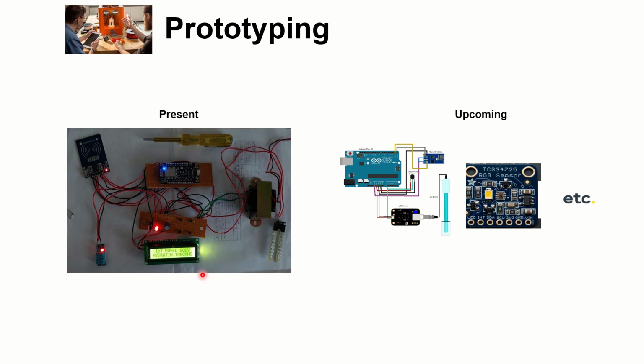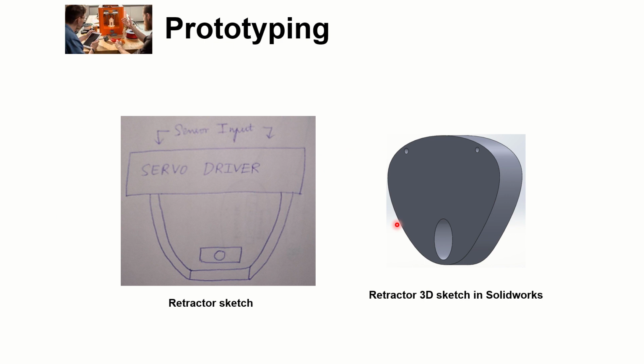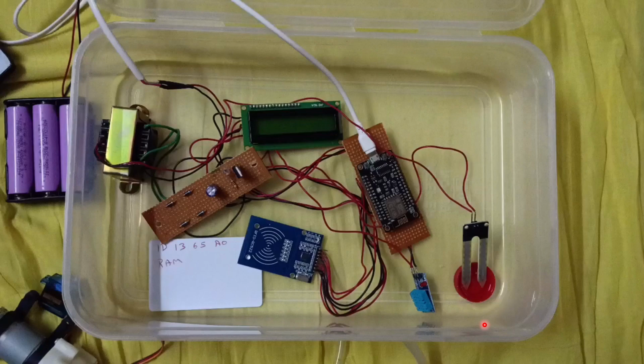At present, we have only used the conductivity sensing sensor and temperature sensor. In future, we are going to use the TCS color sensor and the pH sensor. This is the retractor sketch that we have modeled in SolidWorks. This is going to be 3D printed for collecting the urine sample from the user.